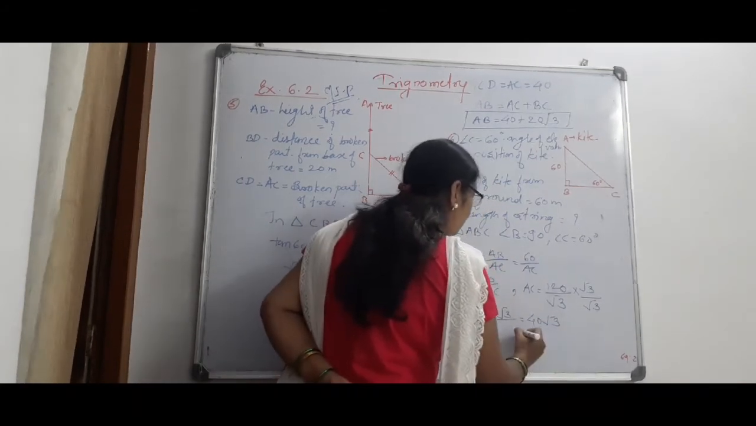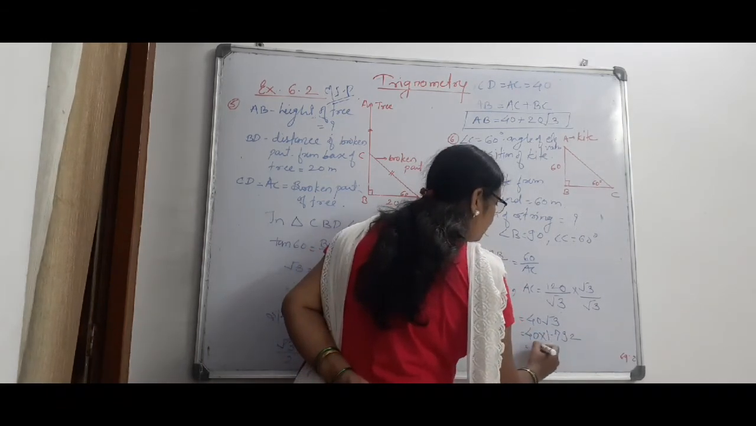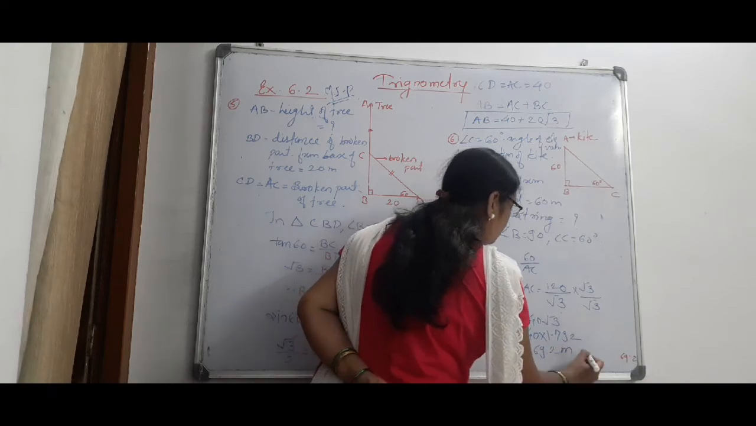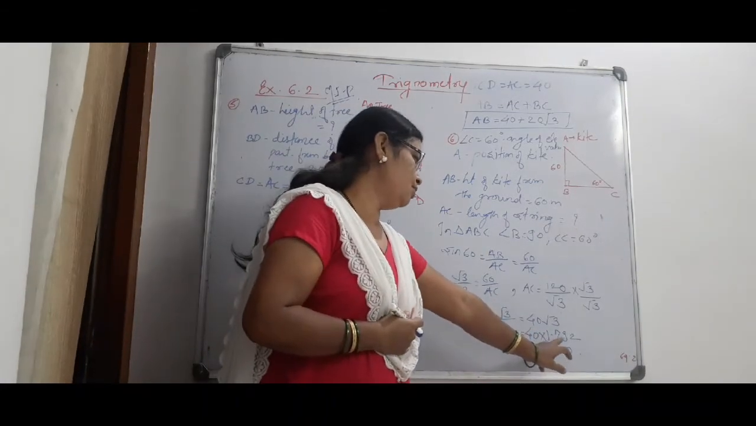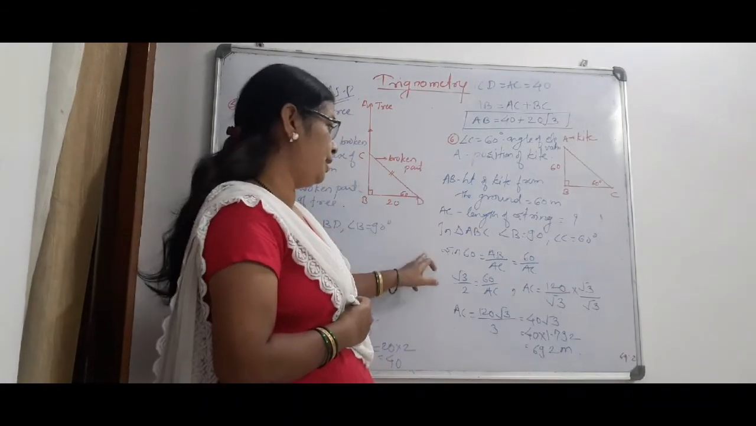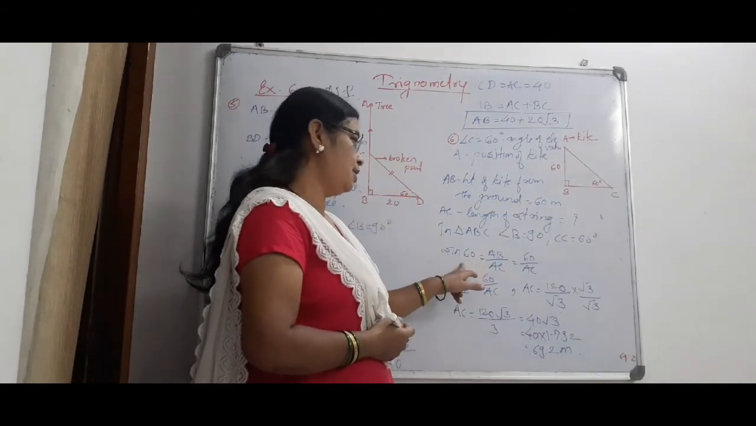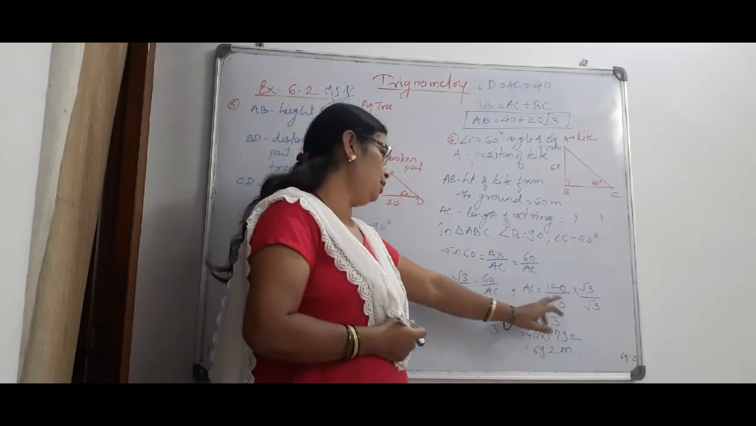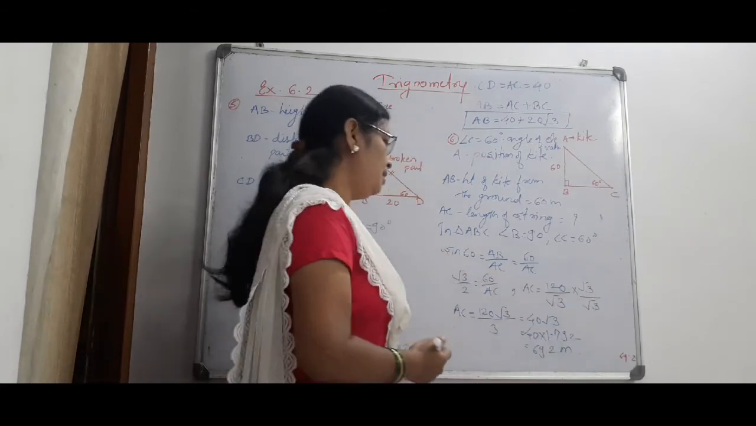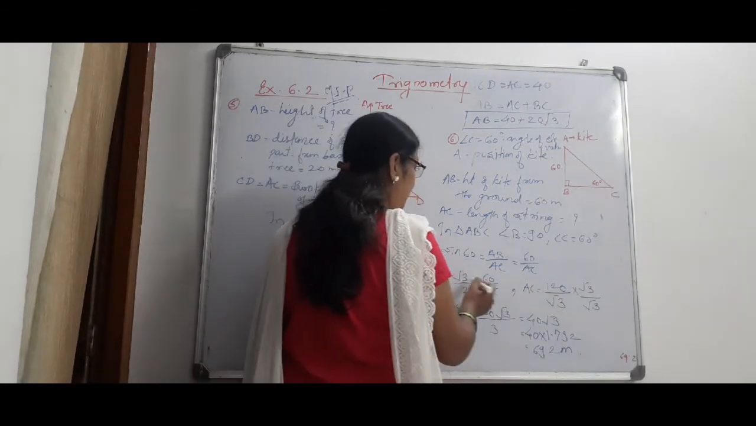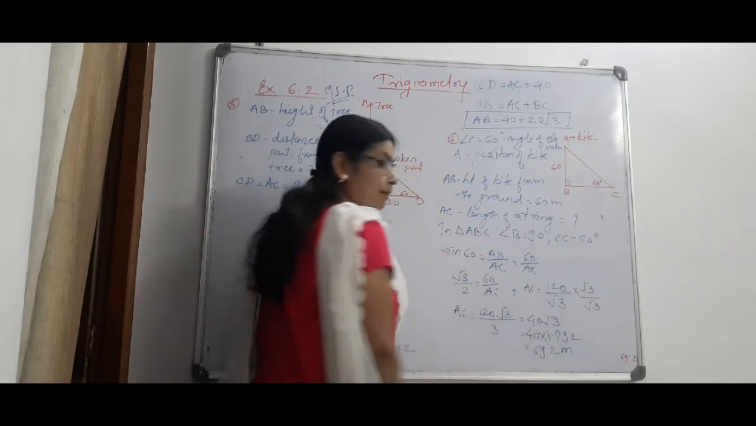And here value of √3 is given. So 40 into 1.732, you get 69.2 meter. If value of root 3 is given, you have to put the value, that is 1.732. What you have to take here? Sin 60. Opposite is given. Hypotenuse you have to find out. If denominator is root 3, you have to rationalize the denominator, means multiplied by root 3 and divided by root 3.